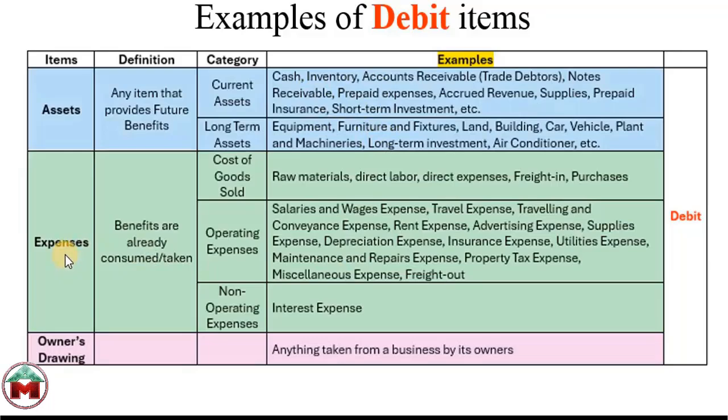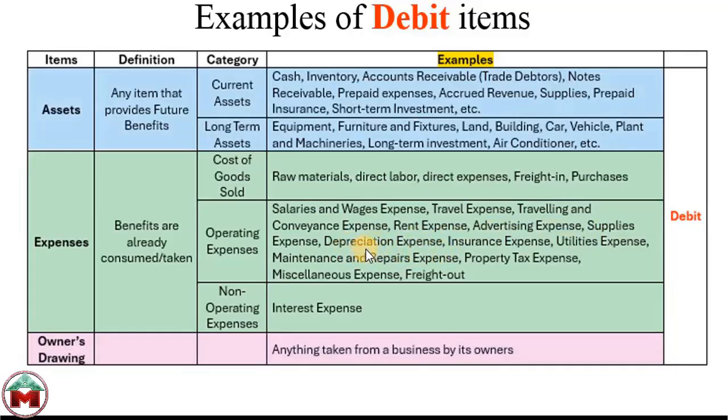And you can see expense. These items are also known as debit items. So there are some classifications. These are the expenses related to cost of goods sold, like purchase of raw materials, labor, indirect expenses, freighting, and operating expenses: salaries and wages expense, travel expense, conveyance expense, rent expense, advertising expense, supplies expense, depreciation expense.